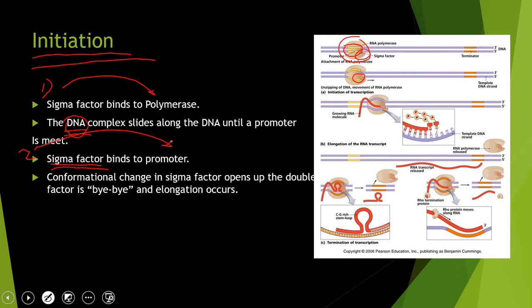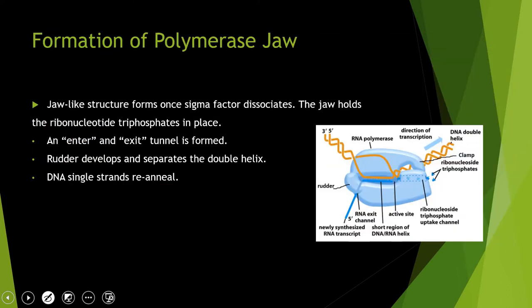What happens? Well, there's a conformational change in the sigma factor. And this causes the double helix, if you look to the right here where I'm drawing, to open up, right? And this is very important. It has to be opened up so the transcript can be made, right? So now let's look at the next slide here, right? So first we had initiation. The sigma factor binds to the RNA polymerase, slides down the double helix until it reaches that promoter. Then that sigma factor binds to the promoter, and the double helix opens up.